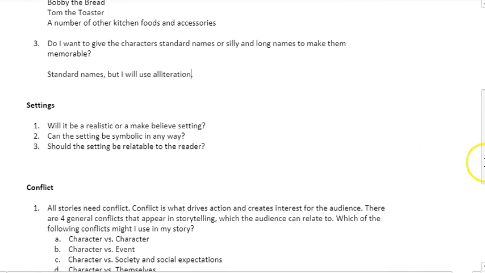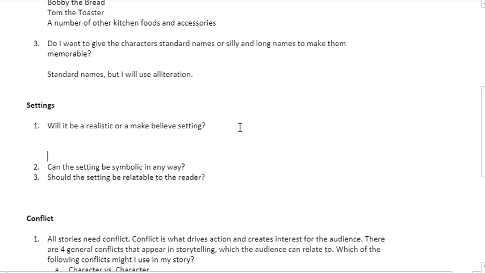Moving on now, you need to think about settings. Again, because it's a kid's book, your setting can be anywhere you like. But because I'm using kitchen utensils and pieces of food, I'm going to set it in a kitchen. The kitchen's realistic enough for kids to recognize, but also it's a little bit of fantasy in it because when they're away, the objects come to life.